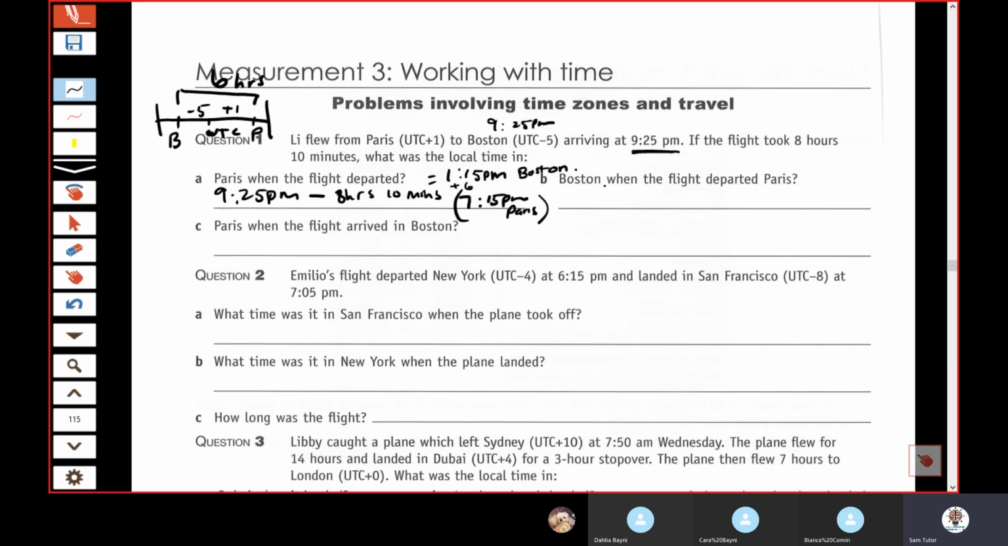What time would the local time be in Boston when the flight departed Paris? Well, it's 1:15 p.m. That's already been worked out, the way we're doing it.